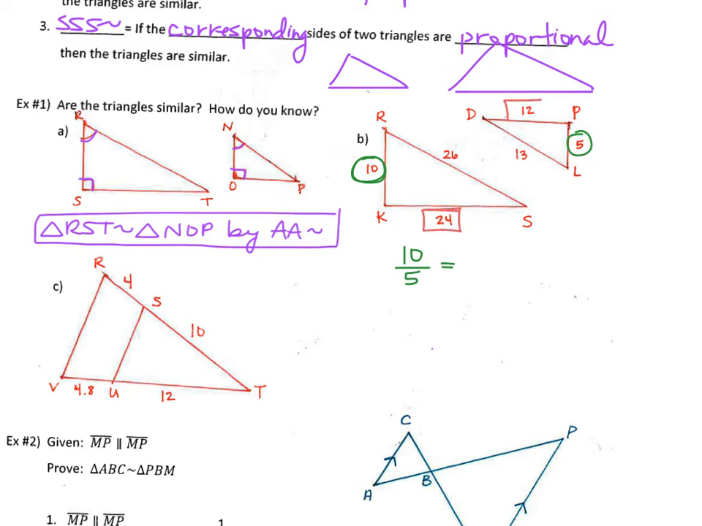24 and 12. Oops. Okay, and then your third one would have to be the 26 and 13. Are those two triangles similar? Yes. Why? 2 to 1. They're all 2 to 1, right? This is 2 to 1, this is 2 to 1, and this is 2 to 1.